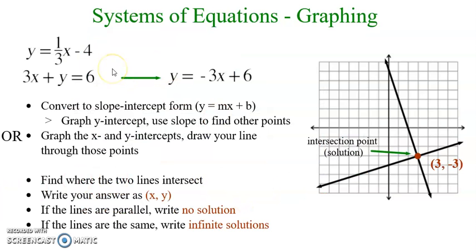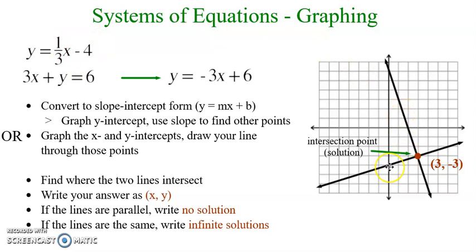So when we graph, it's a lot easier to graph when our equations are written in slope-intercept form. So in this example here, we've got one equation that's slope-intercept, so we have to convert this other one here. All we have to do is subtract 3x, and now we've got two slope-intercept equations, and we can graph from there. So from here, we've got a y-intercept of -4.